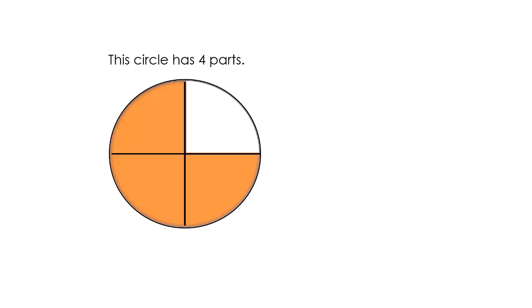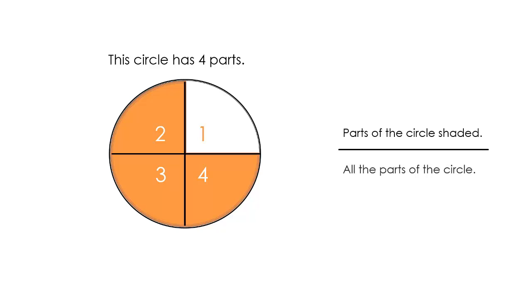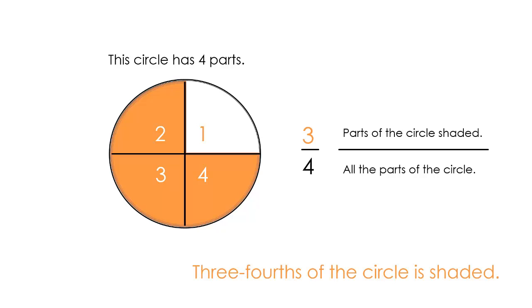Let's look at another one. This circle still has 4 parts. 1, 2, 3, 4. We're going to take the parts of the circle shaded divided by all the parts of the circle. That's going to give us our fraction. The parts of the circle that are shaded is 3, and all the parts of the circle are 4. So we could say that 3/4 of the circle is shaded.